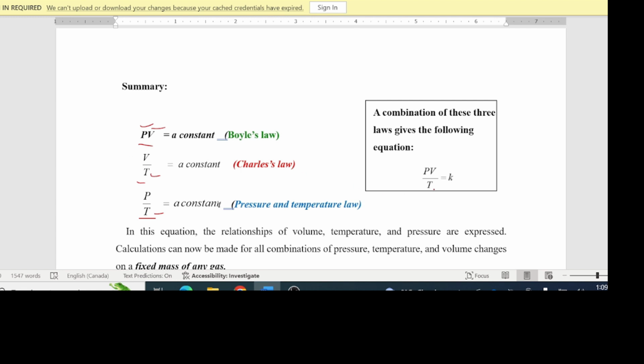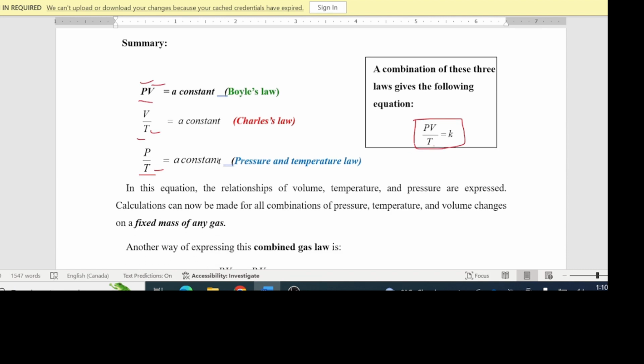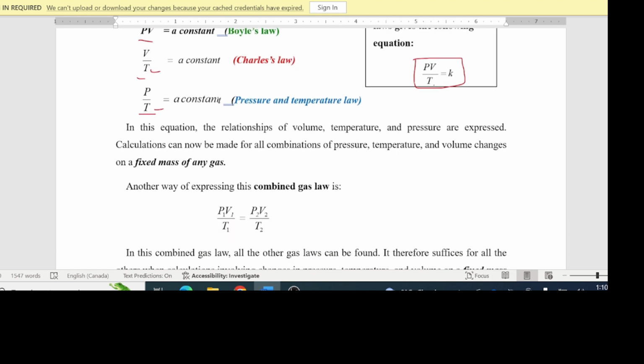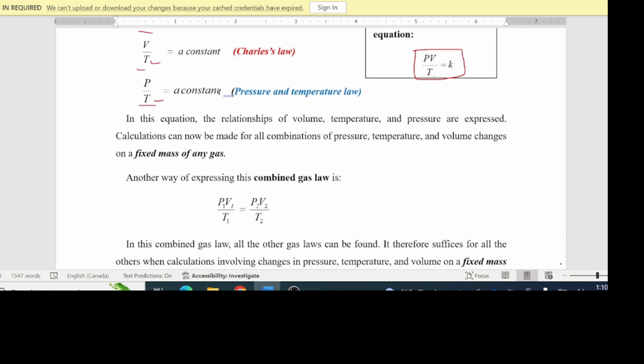So when you combine all of these laws, you get what is called the combined gas law: PV over T is equal to a constant. What this helps you do is calculate one entity if you're given five. So if you use this equation, you can say P1 V1 over T1 must be equal to P2 V2 over T2.